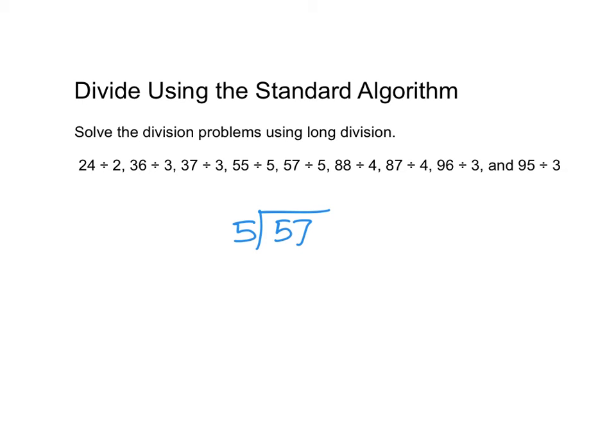Okay, well, we know that 5 again. 5 ones divided by 5 is 1. So 1 times 5 is 5. We'll subtract. We've got 0.